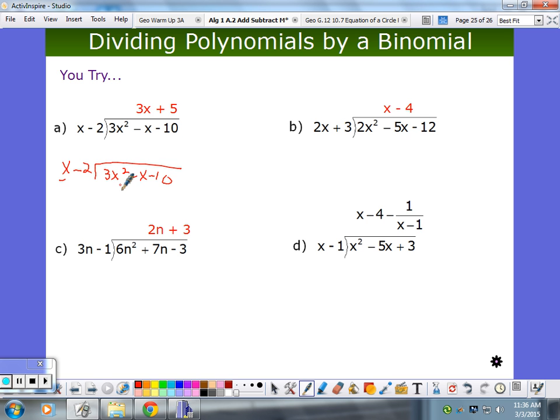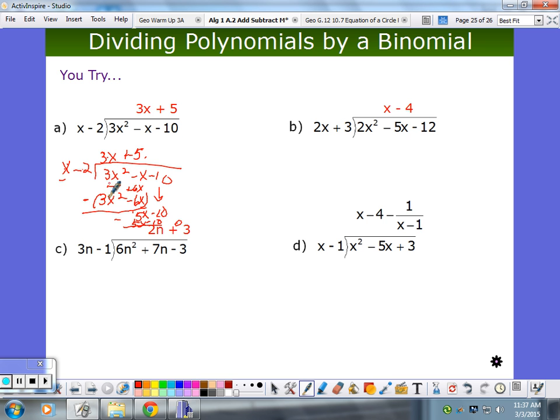Okay, x to 3x squared. What do you multiply to get there? 3x. Multiply 3x times x, and 3x times negative 2. You're subtracting, so that's really a plus 6x. So add negative x, that's a 5x. Minus 10, bring that down. X to 5x, how'd I get there? 5 times x, 5 times negative 2, subtract, it's a 0 remainder.